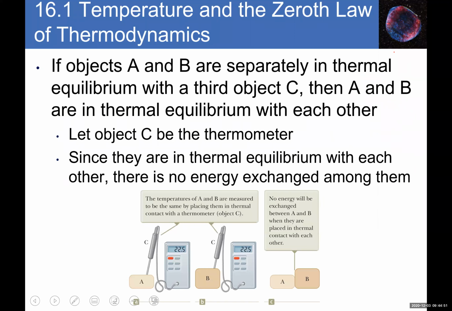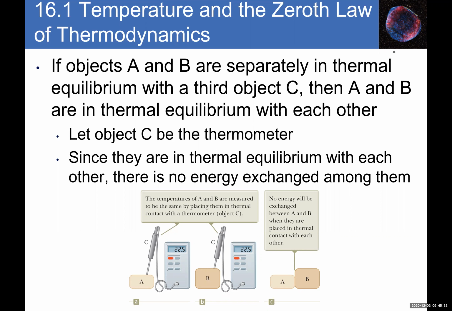All right, let me summarize here. You have two objects, object A and object B. If they started with different temperatures, you can put them in contact until they reach the same temperature. Or if they're already at the same temperature and you put them together, then there's no energy exchange between them. No energy will flow from one to another because they are exactly at the same temperature. Energy only flows from one object to another if there is a difference in temperature.